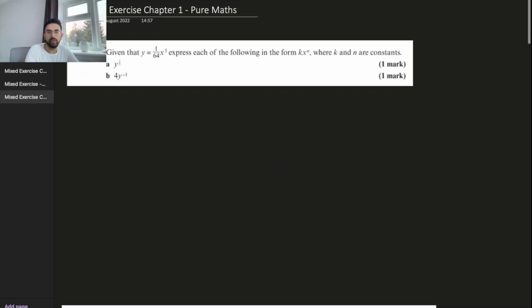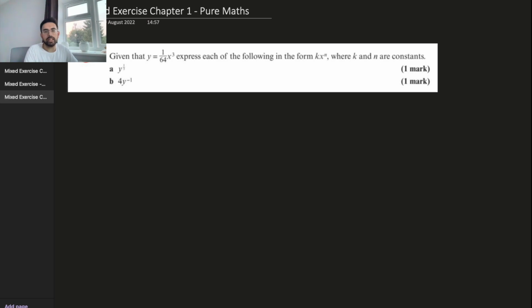In this question, we've got, given that y is equal to 1 over 64x cubed, express each of the following in terms of kx to the power n. Okay, so again, for this type of question, we need to just substitute it. So I'm going to start off with 1 over 64 x cubed to the power 1 over 3.